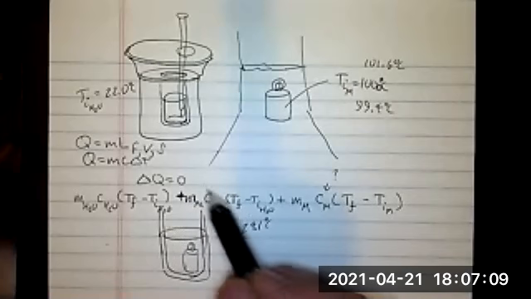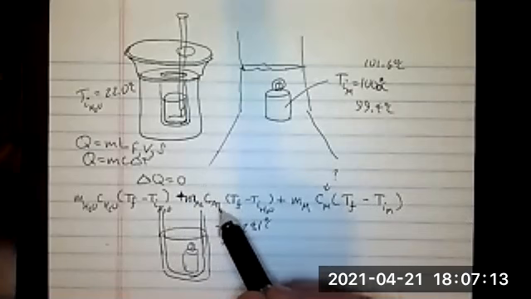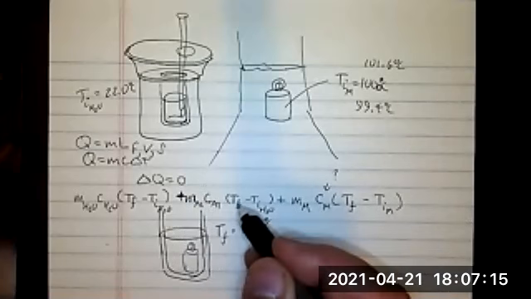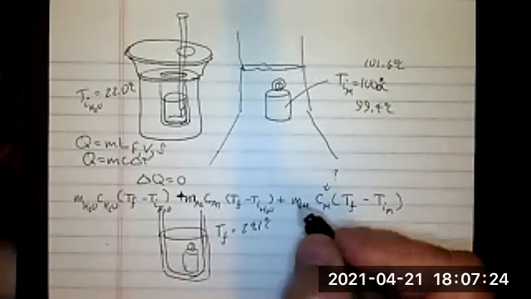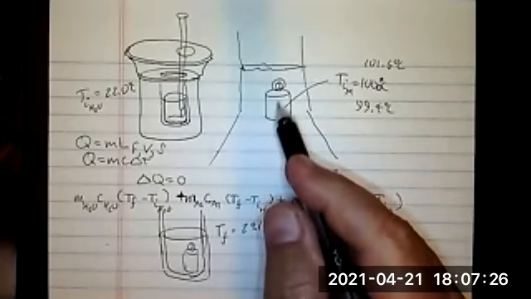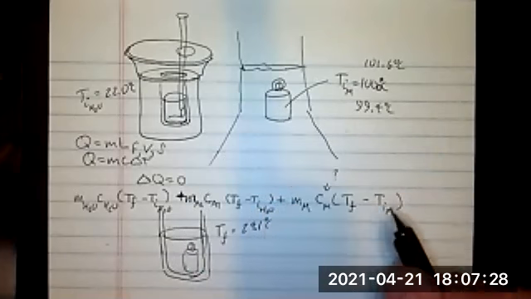You look up the specific heat for aluminum, and that'd be like 0.073 or something like that. The T final again is what you're actually going to put in from your experiment, and the T initial is again that 22 degrees Celsius, and then plus the mass of the metal, which you weighed before you stuck it in the boiling hot water.